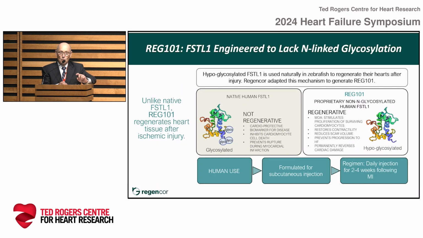Follistatin-like 1 is a small adipokine cytokine. It's made by fat and skeletal muscle with endurance exercise, and it has beneficial effects on the cardiovascular system. In us, we make it after infarction, but it's not regenerative, because it's heavily, heavily glycosylated. The fish form is not so glycosylated, and it is indeed important for regeneration in the fish. And the form that's regenerative in humans lacks glycosylation because it was produced in bacteria.